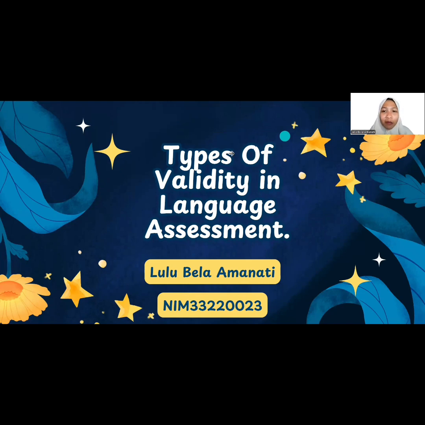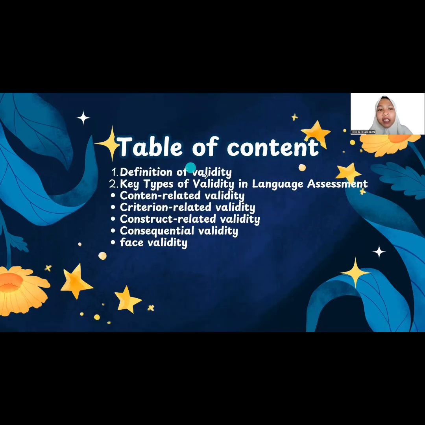So this is the table of contents before I discuss. There is the definition of validity, and second, types of validity in language assessment, which are content-related validity, second, criterion-related validity, third, construct-related validity, consequential validity, and lastly face validity.